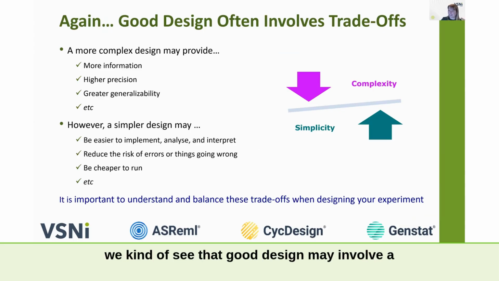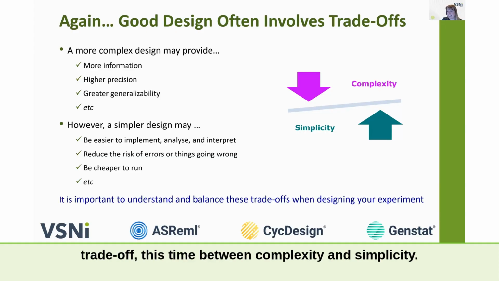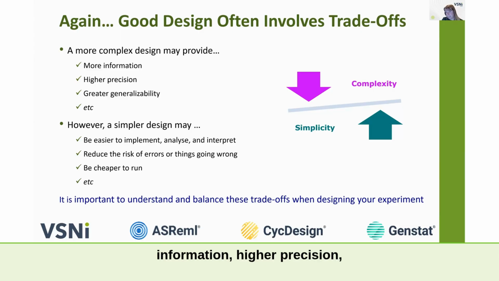So again, we see that good design may involve a trade-off, this time between complexity and simplicity. More complex designs can provide more information, higher precision, greater generalizability, etc. But simpler designs also have advantages. They are often easier to implement, analyze, and interpret. Of course, they can be a lot cheaper in practice to run.